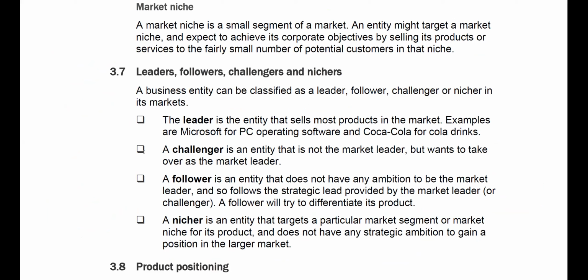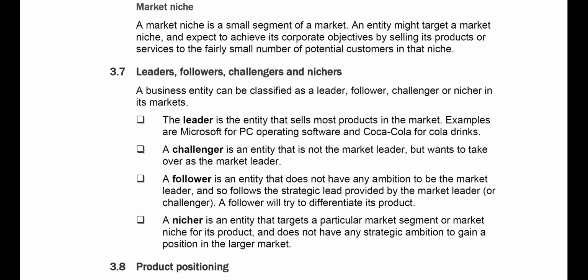So we have your market positioning. In your market, your position may be a leader, a follower, a challenger, or a nicher. A leader is the entity that sells the most products in the market. Examples are Microsoft for their PC operating software and Coca-Cola for cola drinks. A challenger is an entity that is not the market leader but wants to take over. So we are simply talking about the number 2 in the market, right?